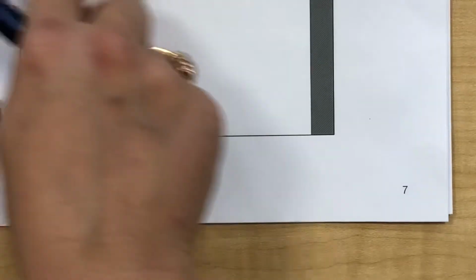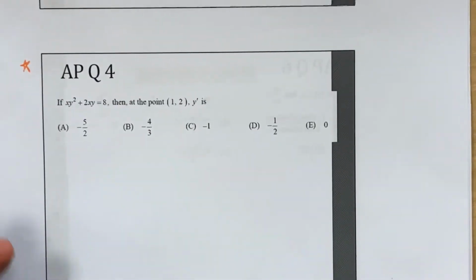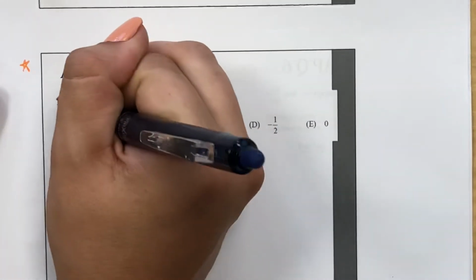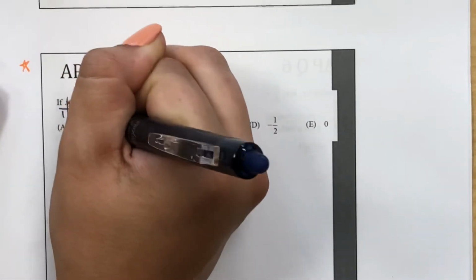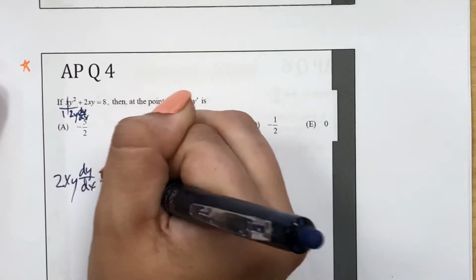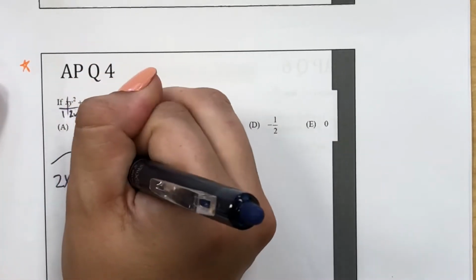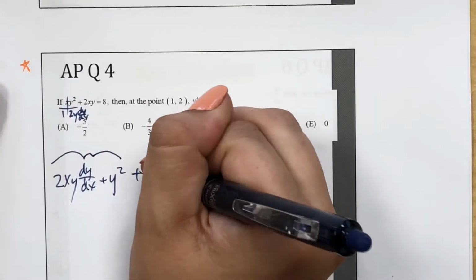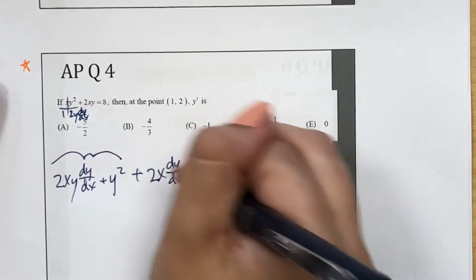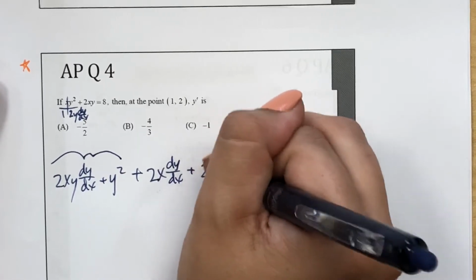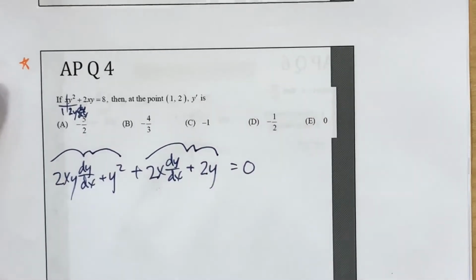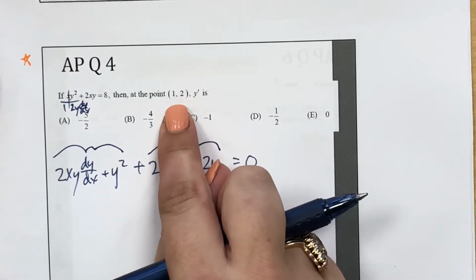So I want you to do APQ4 here. All right. Let's see. I'll do it real quick, but you do it on your own and check in. Okay. So 2xy dy/dx plus y squared. That's the derivative of the first product rule, plus the derivative of the second, of 2xy, is that plus 2y. That's the derivative of the second term, equals 0.